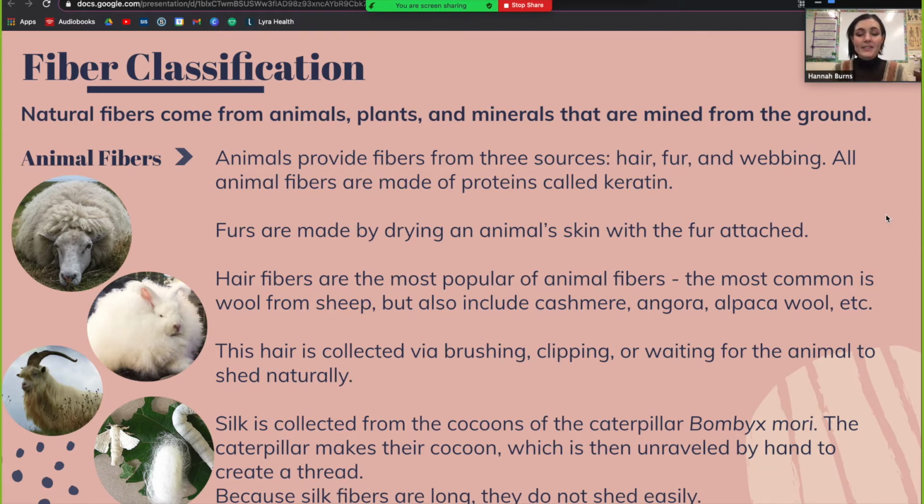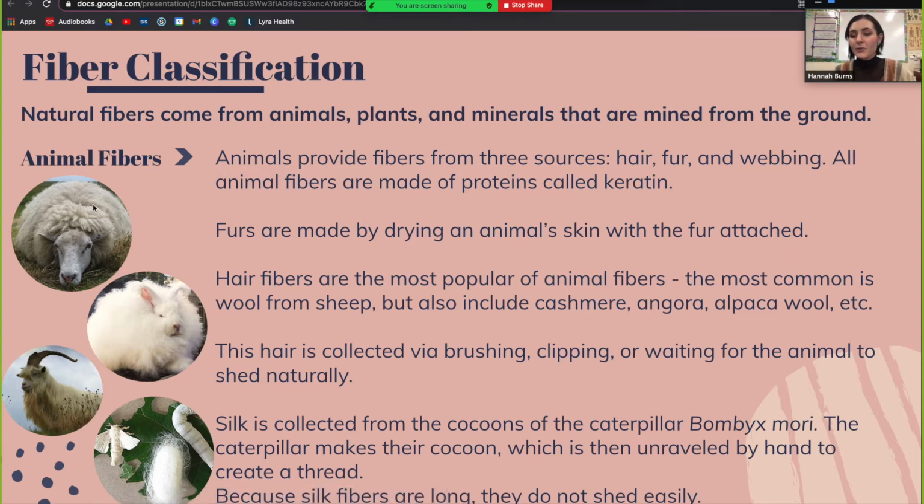Another animal fiber is silk. Now, silk is actually collected from the cocoons of the caterpillar Bombyx mori, and these caterpillars make their cocoon, which is then unraveled by hand in order to create a thread. Basically there's one thread that makes up the entire cocoon, so you have to stretch it all out, and then you'll pair that thread with other threads in order to have something that is easier to work with in terms of making fabrics. Because of this nature, because the silk fibers are so long, they don't shed very easily, which means that you're probably not going to be as likely to find silk fibers at a crime scene as you would other fibers.